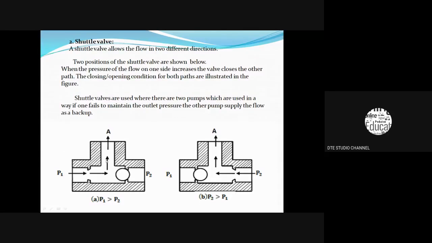But its working principle is like this. Whenever P1 is greater than P2, fluid flows from the first inlet to the working port. If the condition is P2 is greater than P1, automatically the valve closes the first inlet and the flow of fluid is from the second inlet to the working port.